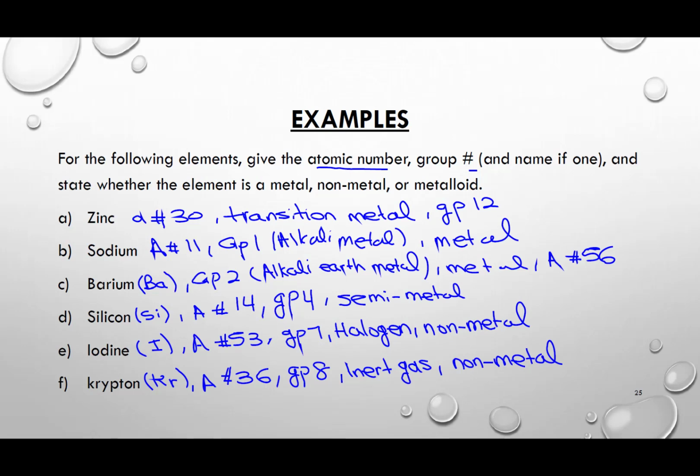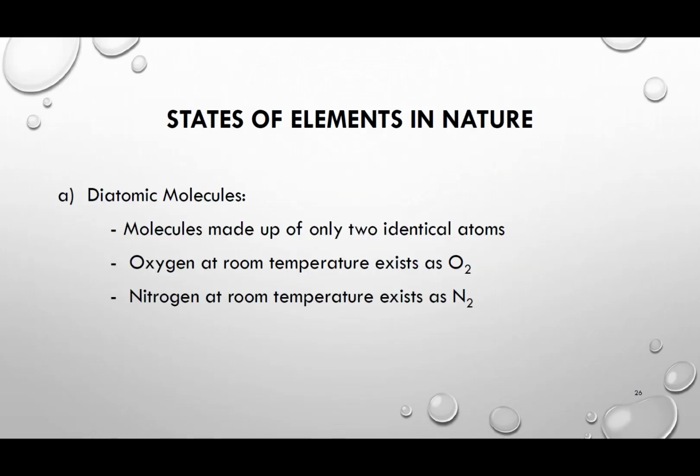Now let's talk about the state of elements in nature. One is diatomic molecules. Diatomic molecules are those molecules made of only 2 identical atoms, like oxygen, nitrogen. Then these are some of the exceptions.